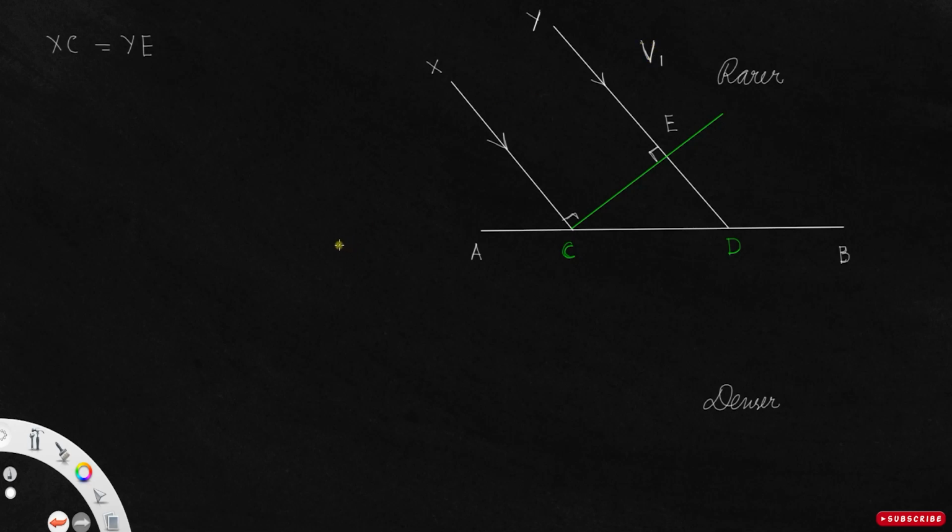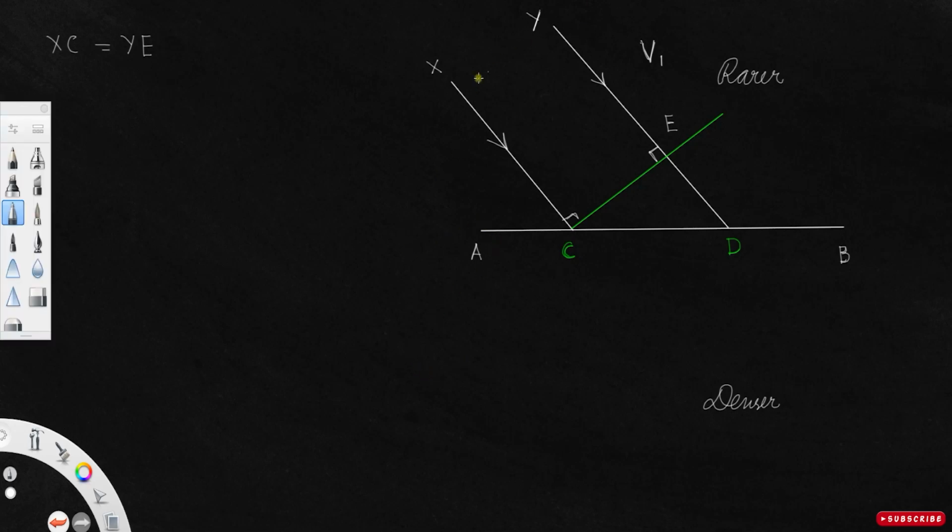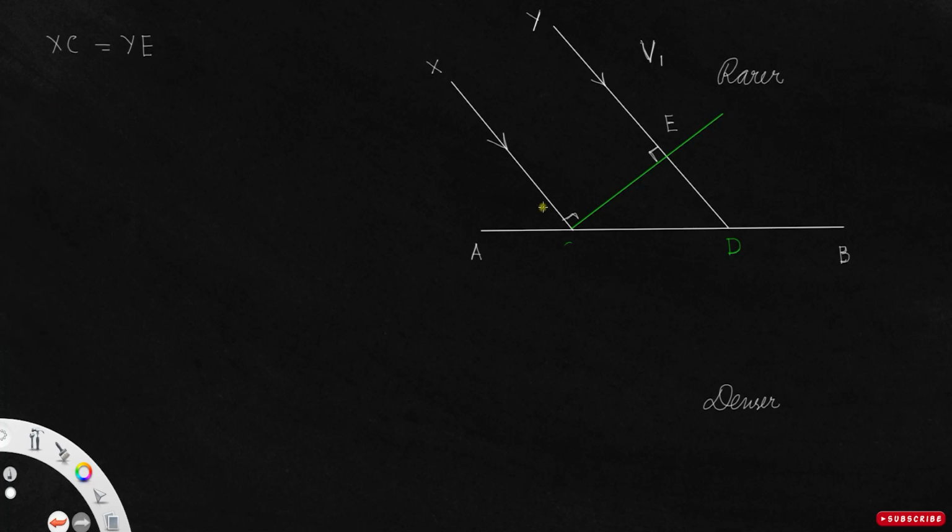Now after the point C, this ray has to enter the denser medium. But after the point E, the second ray remains in the rarer medium itself. Is that clear? After the point C, this ray has to move towards the denser medium. So let me mark the point C here. This is C.